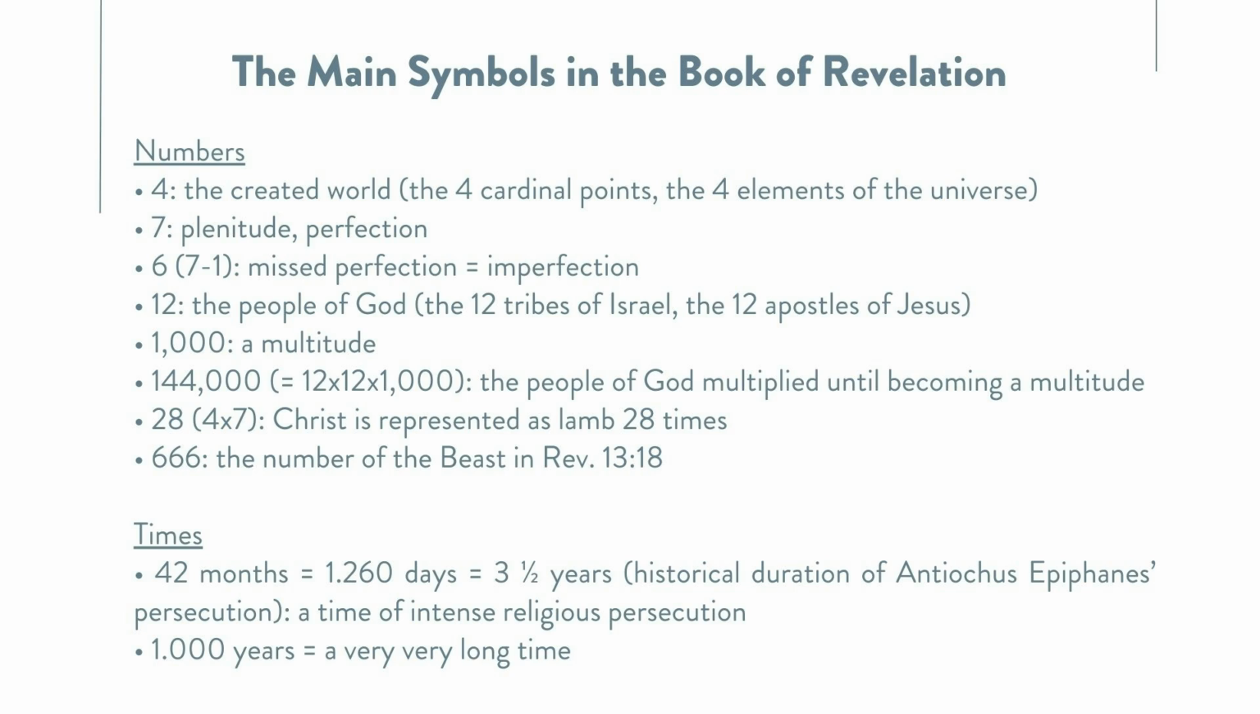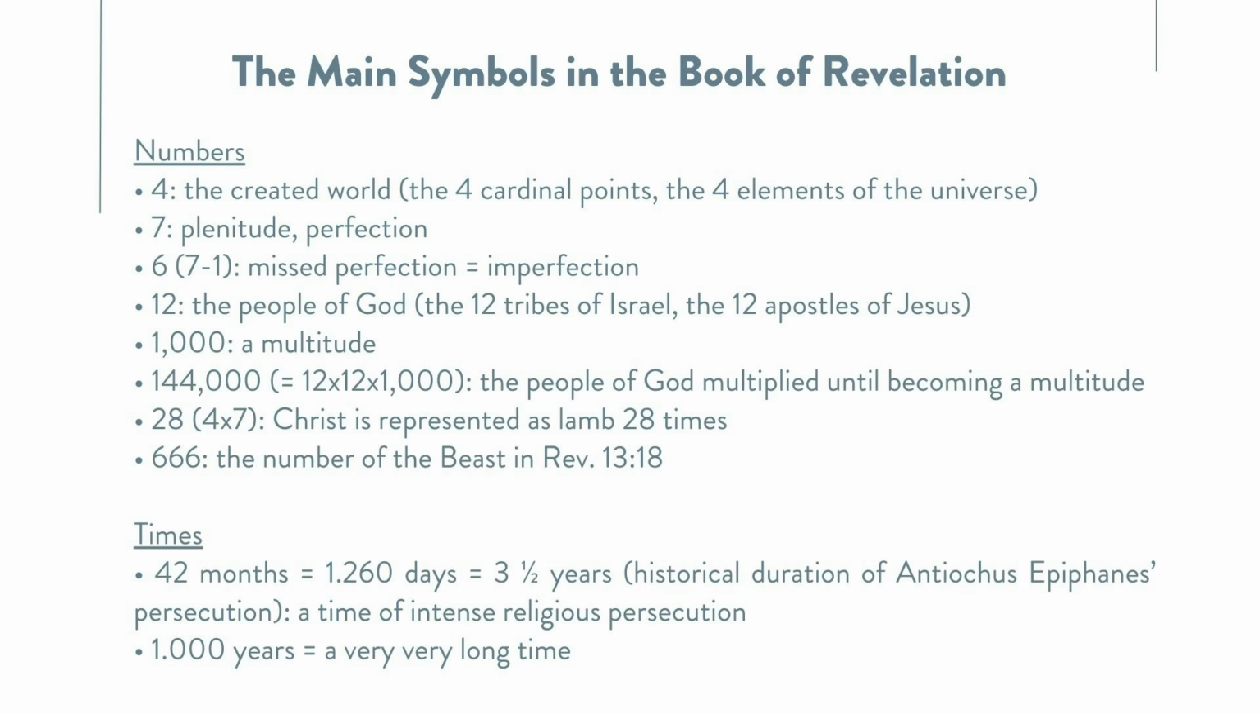144,000. This number appears twice in chapter 7 and chapter 14. Be careful not to take it literally. That would be forgetting that it is a symbolic number. Its meaning becomes clear when we break it down. 144,000 equals 12 times 12 times 1,000. 12, the people of God, times 12, the people of God who multiply, times 1,000, the people of God who become a multitude.